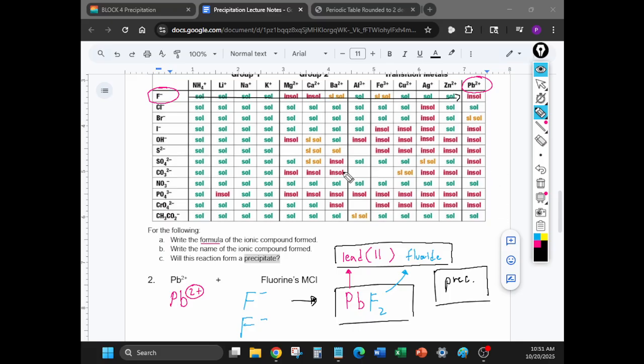If it does not form a precipitate, if it's SOL, for your assignment today, just make it quick. You can just write NP for no precipitate, okay? And for precipitate, you put PR. Okay, precipitate just means you mix these chemicals together, they're going to start forming solids inside of the liquid.